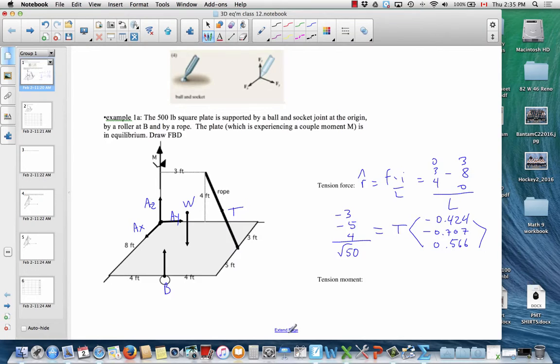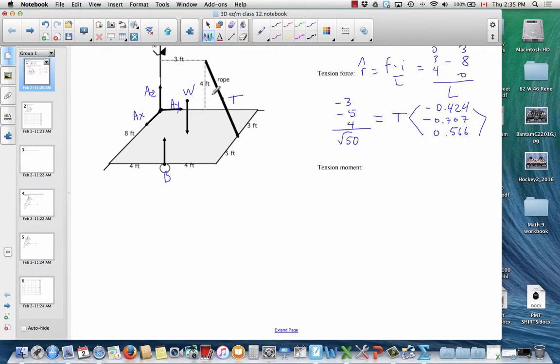Now we're also going to need the moment of tension. Remember, we can use any r vector from the pivot, which is the origin, to the force line. So we could use this as an r vector, or we could use this as an r vector. Let's call this up here the point C, and then I will use r OC from the origin to the point C crossed with the tension vector to find the moment about the origin for the tension force.